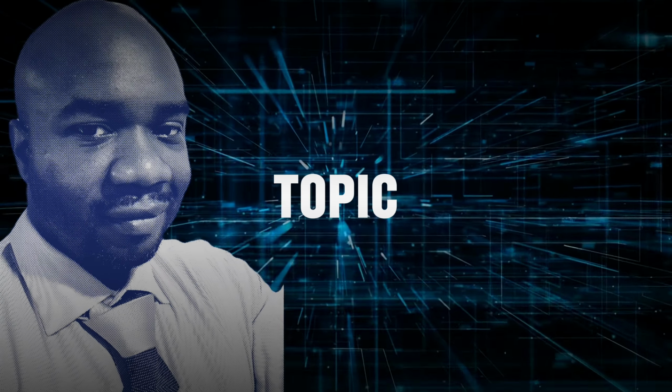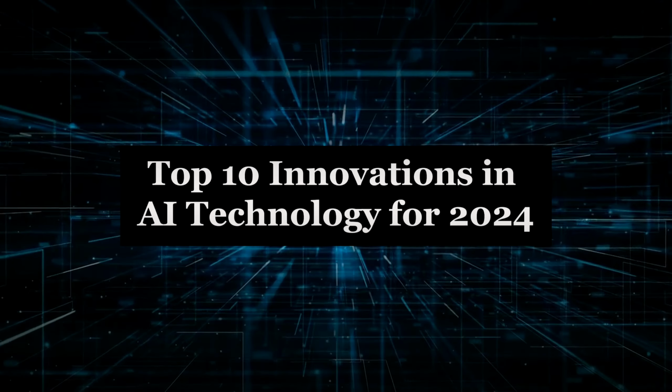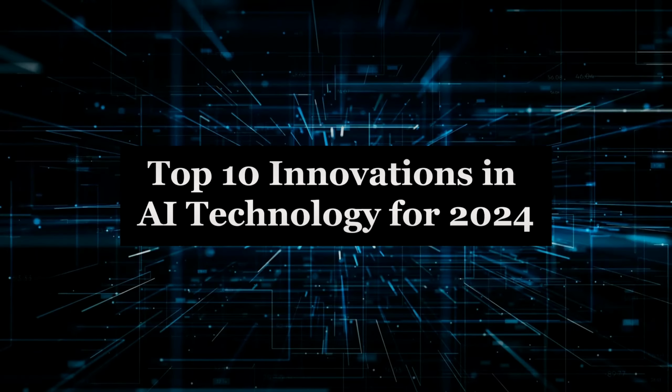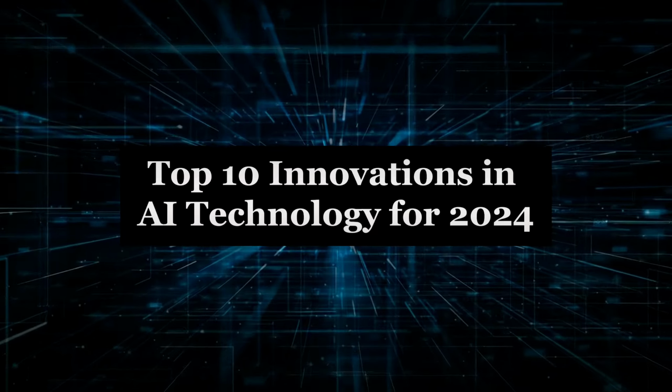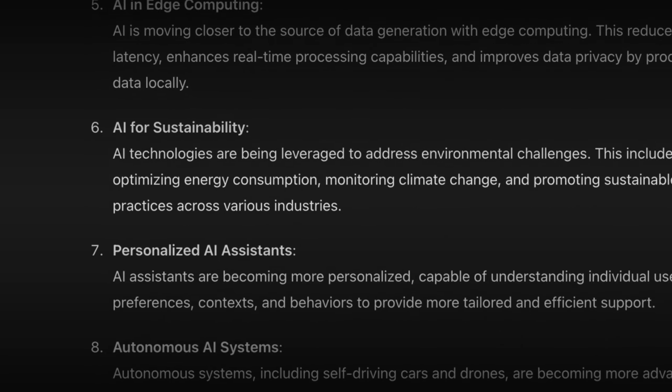Now, let's refine our topic. Suppose we go with Top 10 Innovations in AI Technology for 2024. The next step is to gather detailed information for each point. Ask ChatGPT to provide a brief description of each innovation. You'll get concise and informative descriptions that you can use directly in your script.